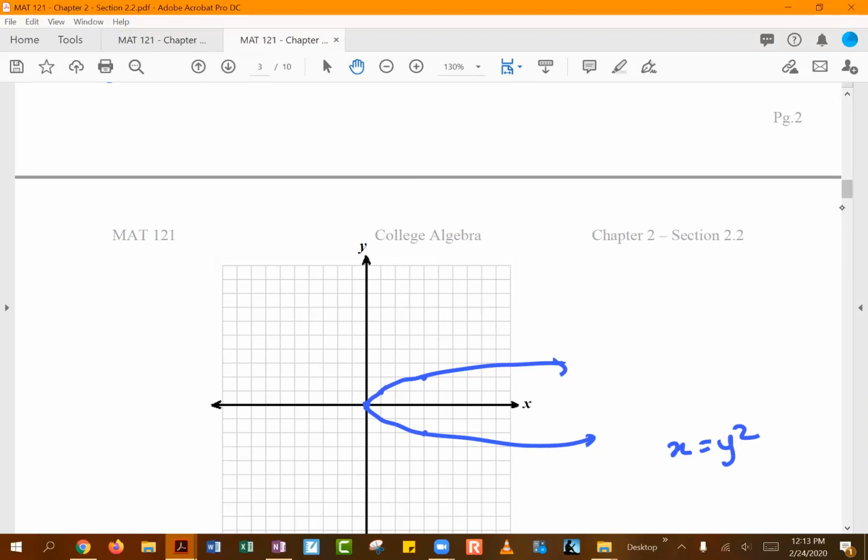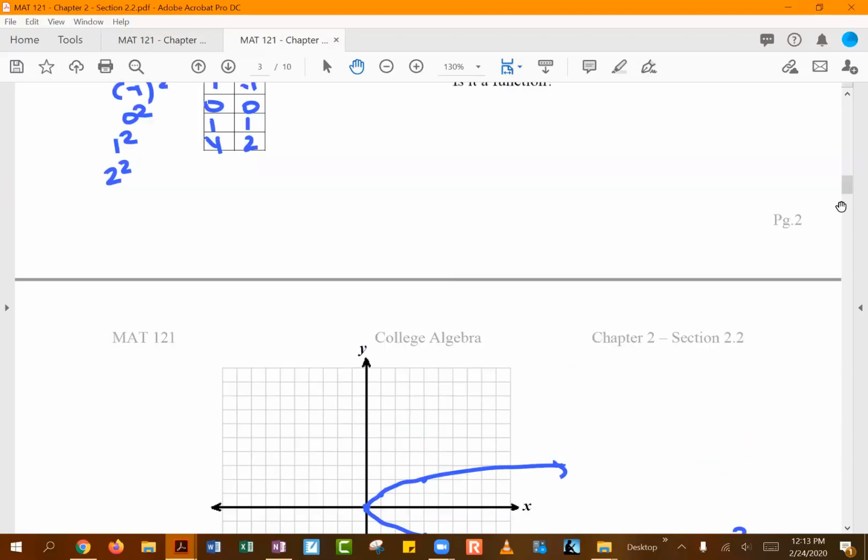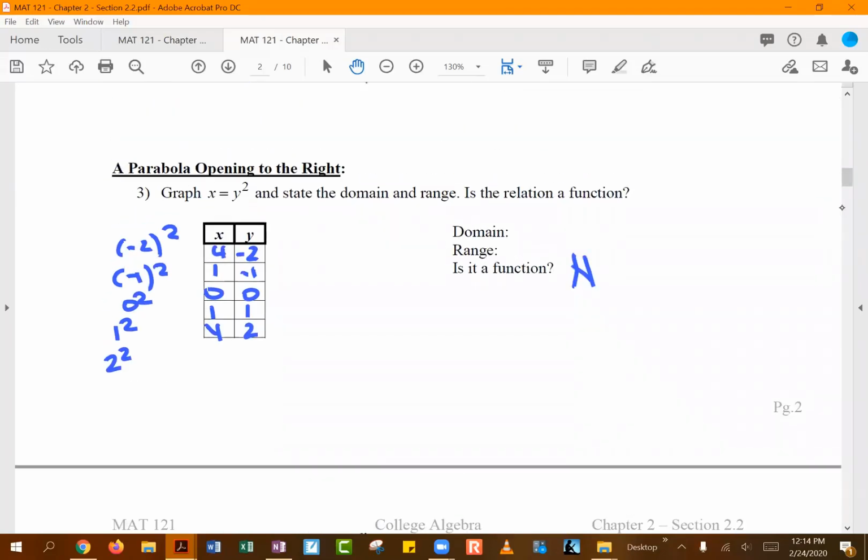Can we call this guy a function? No, because he's going to fail the vertical line test, because if I draw a vertical line through this graph, it crosses at 2 points, so it's actually not a function.